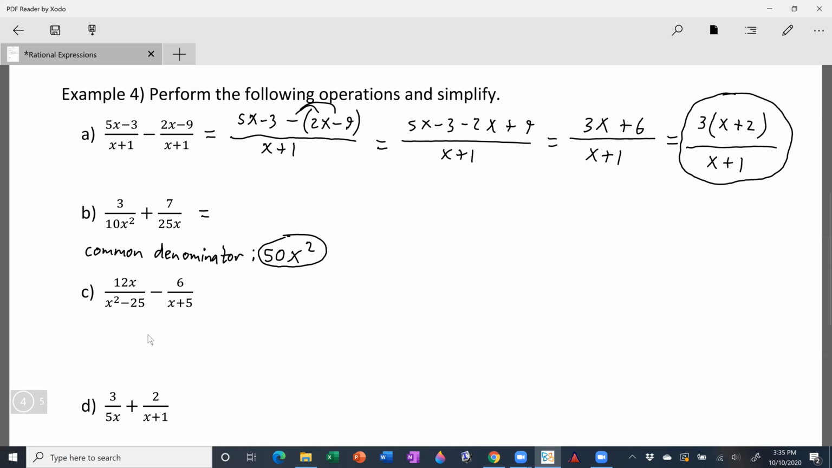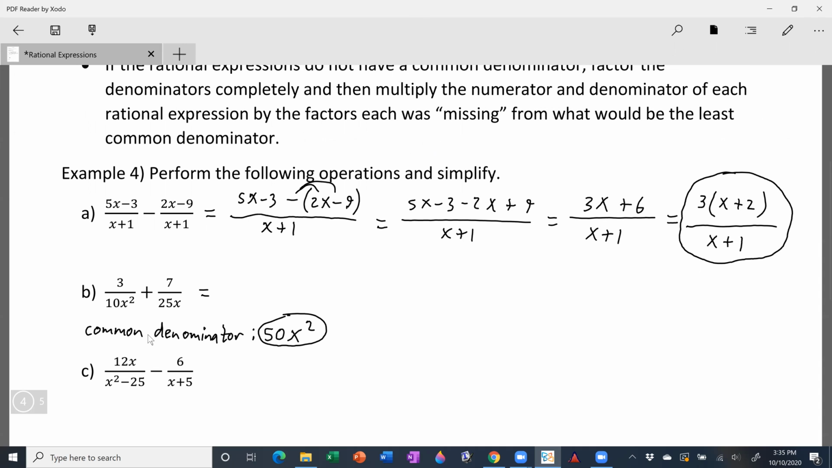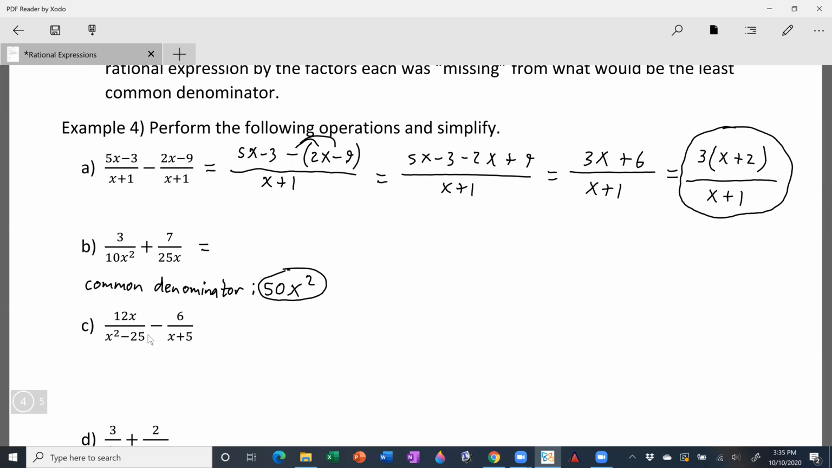We need to do a little bit of work, and this is what I'm saying. You want to multiply, just like we would with regular fractions, the top and the bottom of each by what it was missing. Let's show that step here. We need a 50x squared. For this first one, to turn the 10 into a 50, we need a 5, and it already has x squared, so it doesn't need any extra x's. So it's got to be a 5 on the top and the bottom, and I'll go ahead and write all of this out so that we really see where it's coming from.